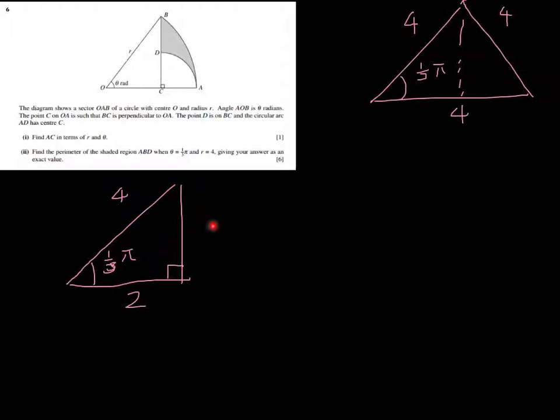And what we want to know is the height of this triangle. Well, for the height of the triangle, now we can just use Pythagoras. So 4 squared minus 2 squared. 4 squared is 16, minus 2 squared is 4, so that there is going to be the root of 12.